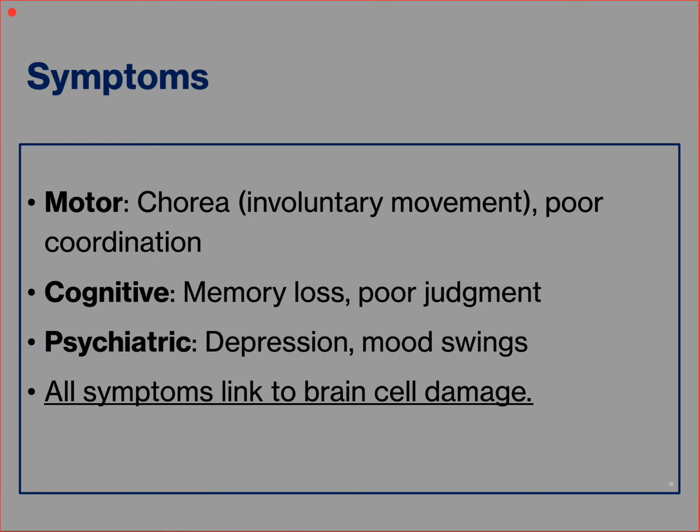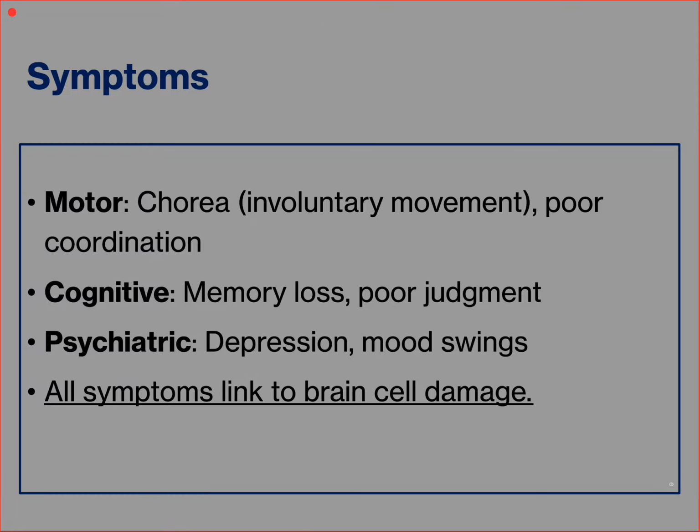Who is affected by Huntington's disease? Approximately 30,000 people in the U.S. have it. 200,000 are at risk, and 5 to 10 per every 100,000 people worldwide have it, and it's most common in people of European descent.